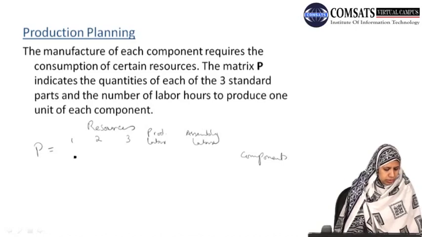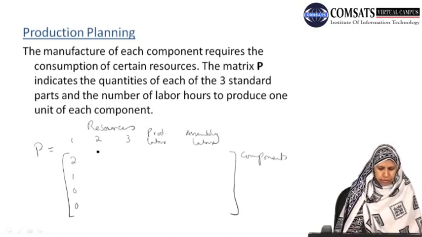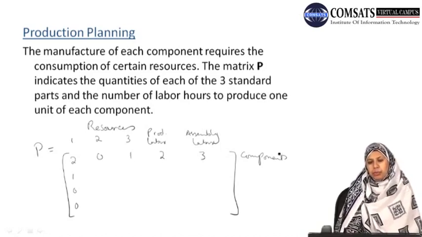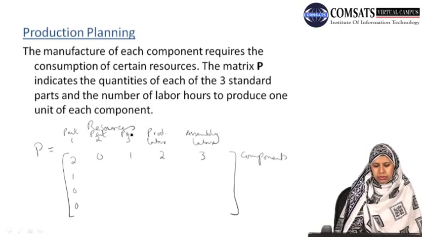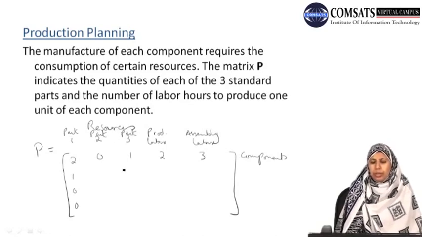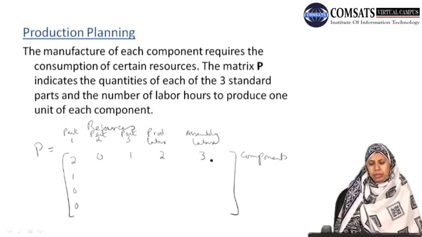First we write them and then we will put the parenthesis. 2, 0, 1, 2, 3. That is, component 1 requires 2 units of part 1, no unit of part 2, 1 unit of part 3, 2 production labor hours and 3 assembly labor hours.